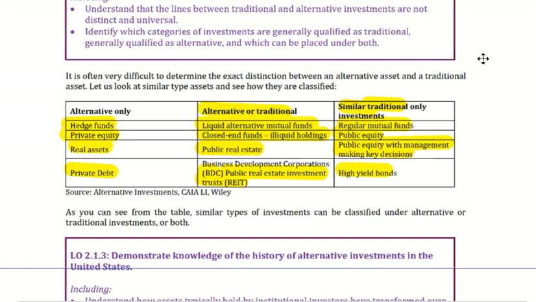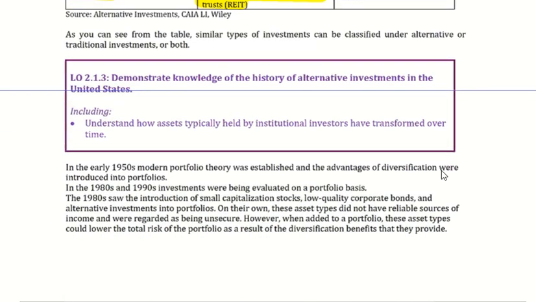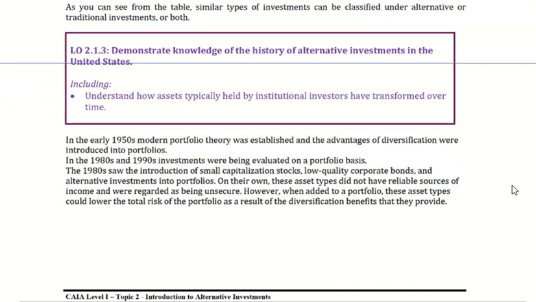Often they move across each other, as you can see over there in the table. Learning objective 213, demonstrate knowledge of the history of alternative investments in the US. Okay, and just a word now that we are here. A lot of guys will say, oh, history of alternative investments, what a bore. First of all, it is interesting.